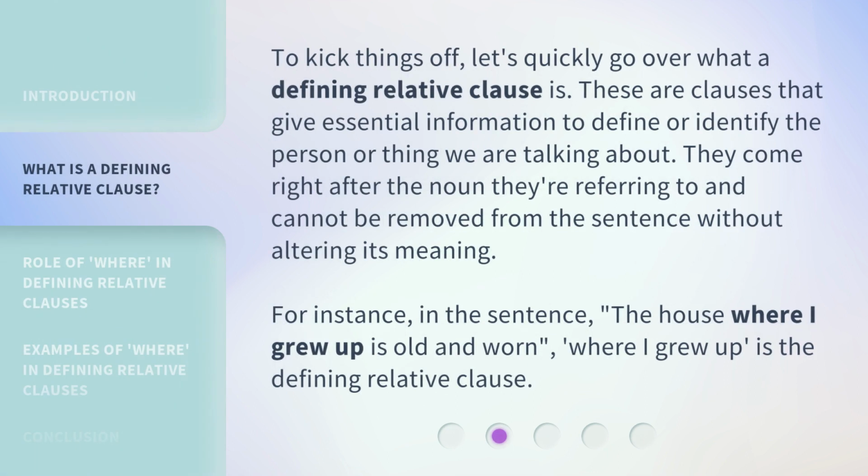To kick things off, let's quickly go over what a defining relative clause is. These are clauses that give essential information to define or identify the person or thing we are talking about. They come right after the noun they're referring to and cannot be removed from the sentence without altering its meaning. For instance, in the sentence, "The house where I grew up is old and worn," "where I grew up" is the defining relative clause.